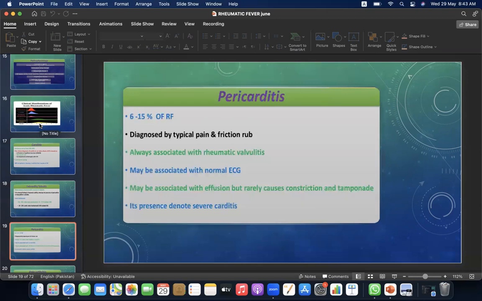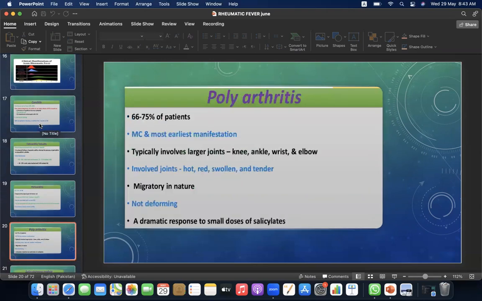Pericarditis, 6 to 15% of the rheumatic fever, diagnosed by typical pain and friction rub. Always associated with rheumatic valvulitis, may be associated with normal ECG, may be associated with effusion, but rarely causes constriction and tamponade. Its presence denotes the severe carditis.